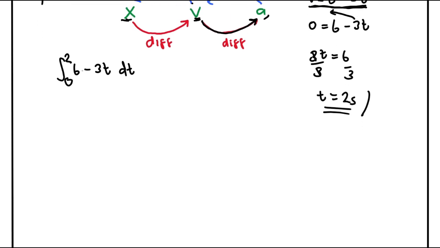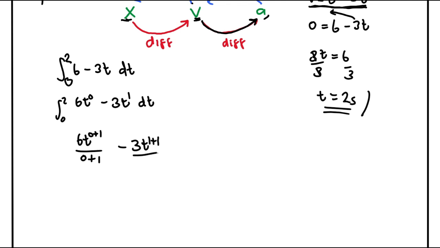Let's begin the integral process. If we have 6, it's the same as having 6t to the power 0. So I'll keep the integral sign, the upper limit 2 and the lower limit 0, minus 3t. This is the same as t to the power 1 dt. Now when we integrate this, this will become 6t to the power 0. We add 1 to the power, then we divide by the new power, minus 3t. We add 1 to the power, divided by the new power. All this, we still have to apply the limits.